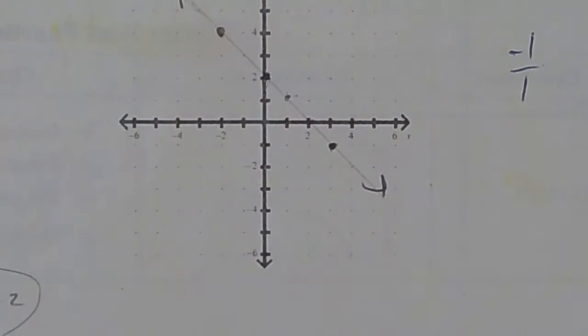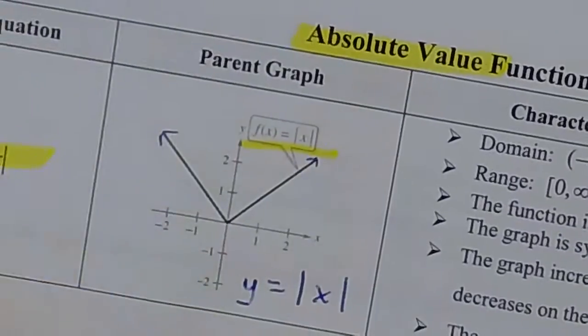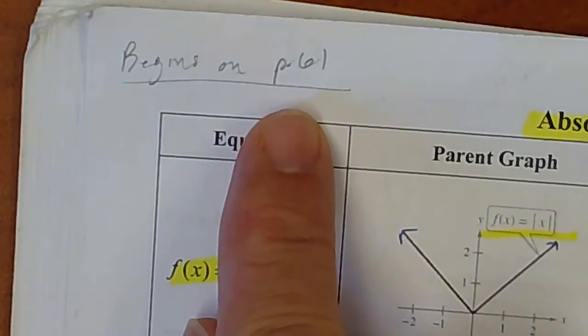Okay, let's go ahead and take a look at the parent functions now on the next page. We really just dealt with linear so far and some review. There's another resource too on page 61 of the book. If you want to reference that, go ahead and write that down.